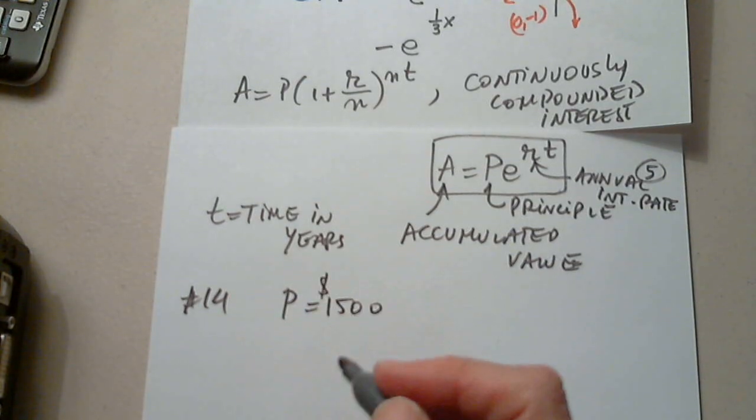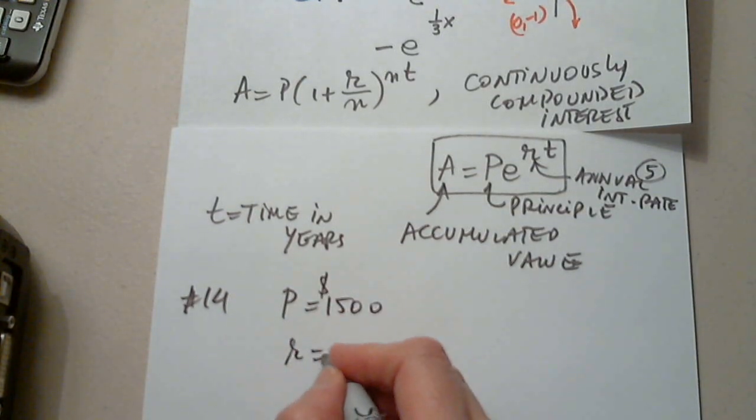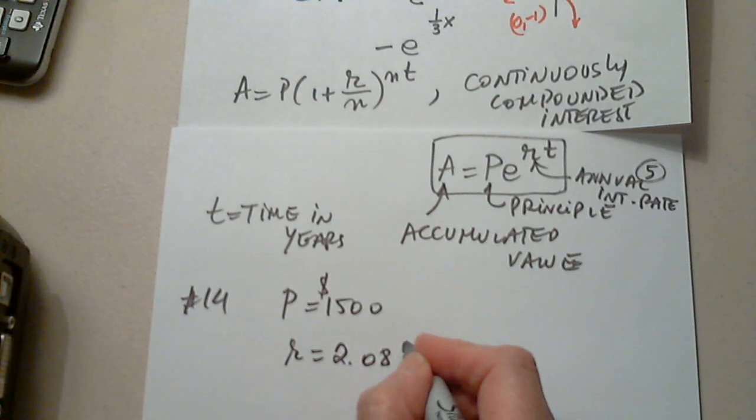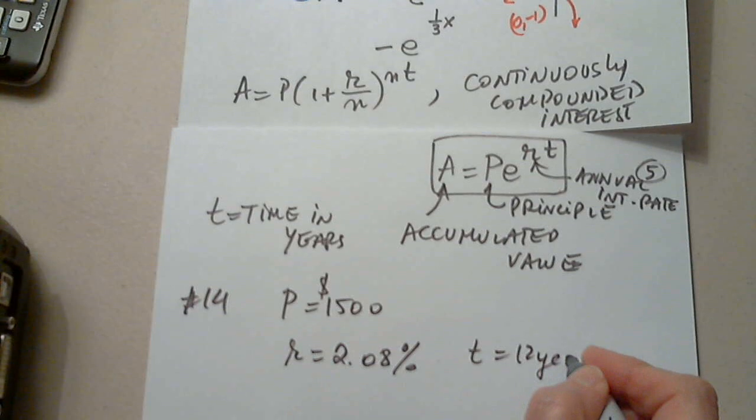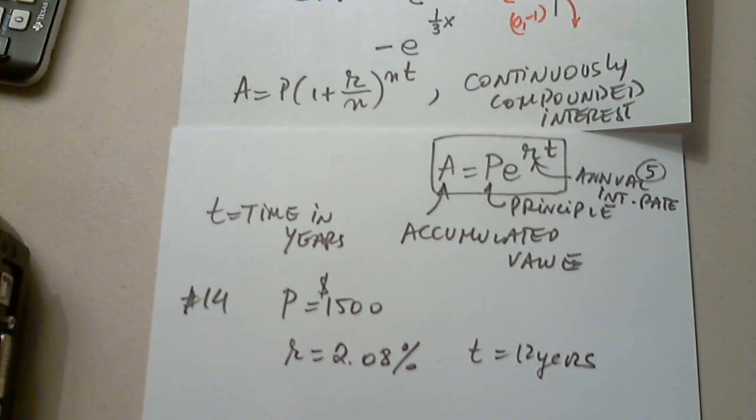1,500. Interest rate 2.08% and t equals 1.5 years. So notice that, for example, when we are given months, we have to change this into years. 18 months is 12 plus 6. In other words, 1 year plus a half, so 1.5 years. Okay. Perfect, so let's plug it in.